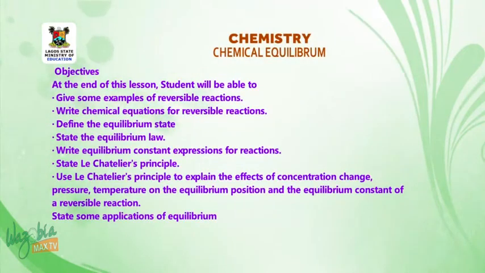Objective: at the end of this lesson, the students will be able to give some examples of reversible reactions, write chemical equations for reversible reactions, define the equilibrium state, state the equilibrium law, write equilibrium constant expressions for reactions, state Le Chatelier's principle, and use Le Chatelier's principle to explain the effects of concentration change, pressure, and temperature on the equilibrium position and the equilibrium constant of a reversible reaction. State some applications of equilibrium.